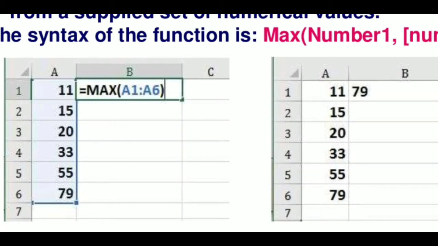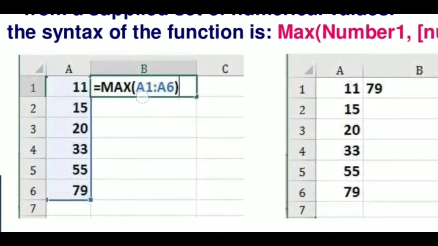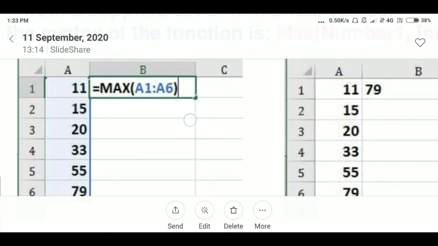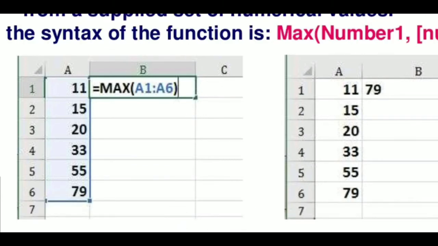Okay. Then here in B1 we can write this formula in this way, like equal to MAX bracket start and then first range, first value and then colon and then last value, last reference and then bracket close. After that we have to just press enter key. Then the result will be displayed in place of this formula.